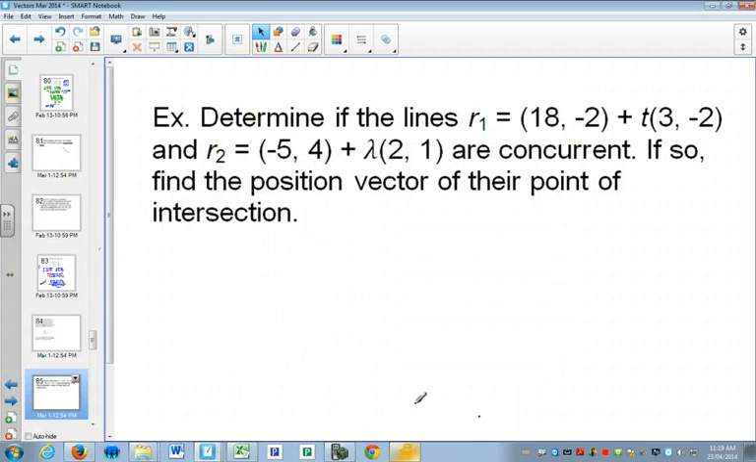Oh, it started. Perfect. Nice. Yeah, the Greek letter lambda.